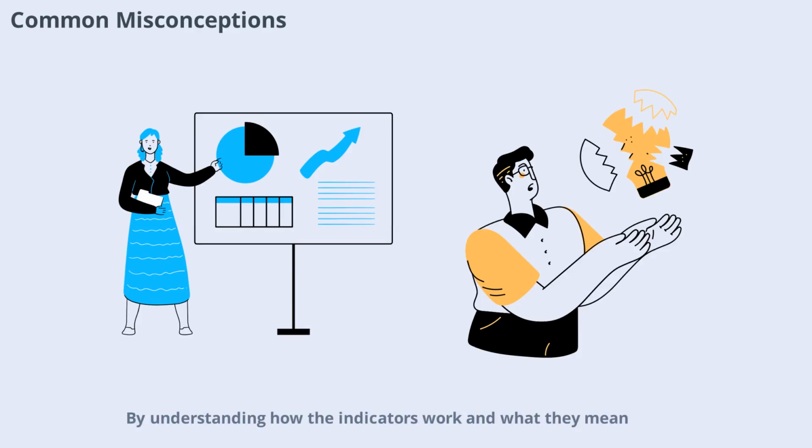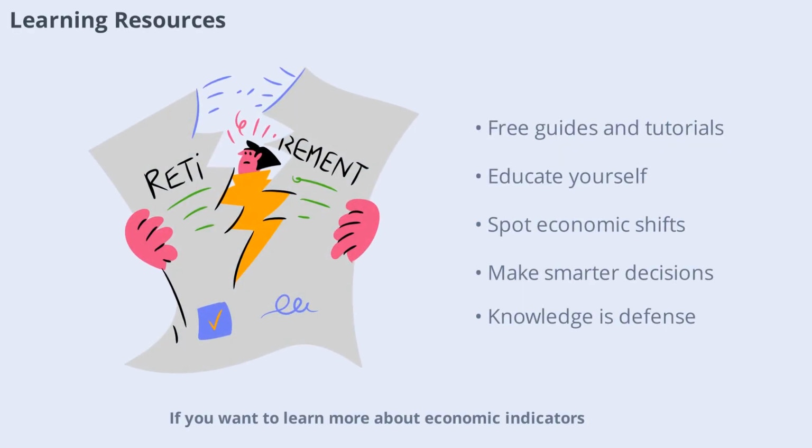By understanding how the indicators work and what they mean, you can cut through the noise and focus on what matters. If you want to learn more about economic indicators, there are plenty of resources available. Government websites, financial news outlets, and educational platforms offer free guides and tutorials. By taking the time to educate yourself, you can become more confident in your ability to spot economic shifts and make smarter decisions. Knowledge is the best defense against uncertainty.